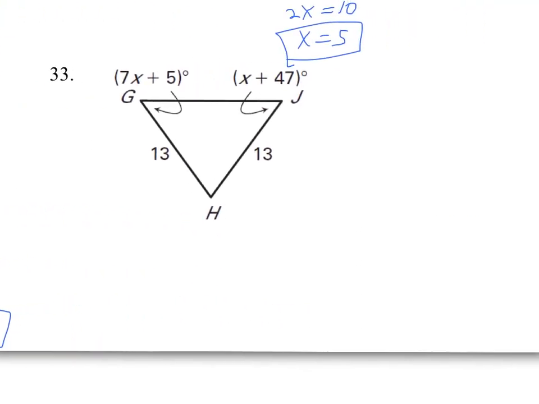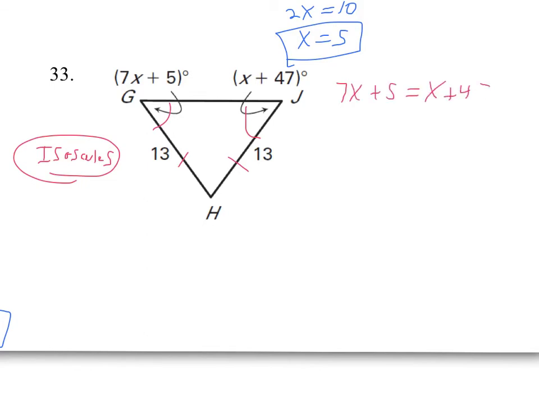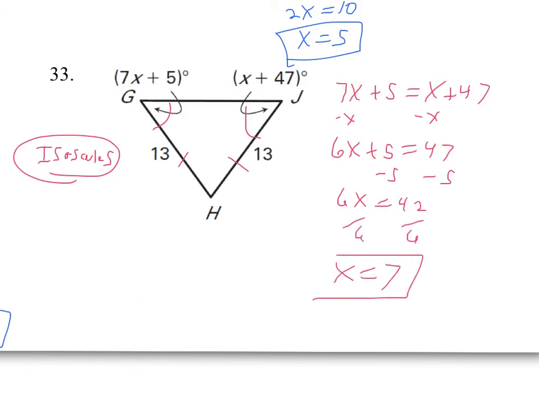Number 33, okay, these two sides are the same, so therefore these two angles will be the same. So if you want to write out that this is isosceles right from the beginning, we can do that. Let's go ahead and set these equal to each other. 7x plus 5 equals x plus 47. Subtract x from each side, and we get 6x. Subtract 5, and that equals 42. So divide by 6, x equals 7.